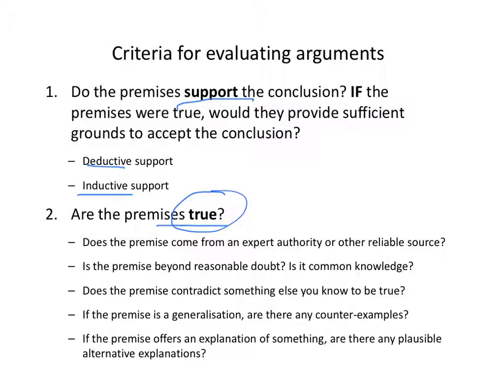If it contradicts something else you know to be true, that's a reason to reject it. If it's a generalization, some kind of general claim, you can ask whether there are any counterexamples, and we'll be talking more about that in this lecture. If the premise offers an explanation of something, you can ask whether there are any plausible alternative explanations. That's something we'll look at in a bit more detail in the topic of arguments for causation.